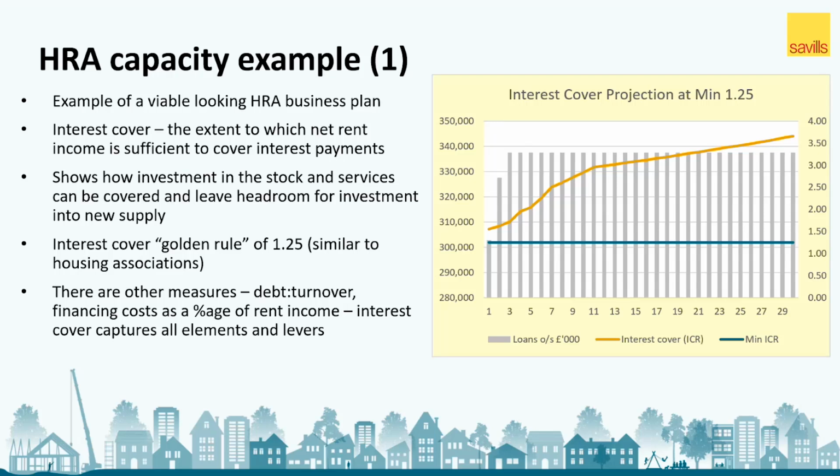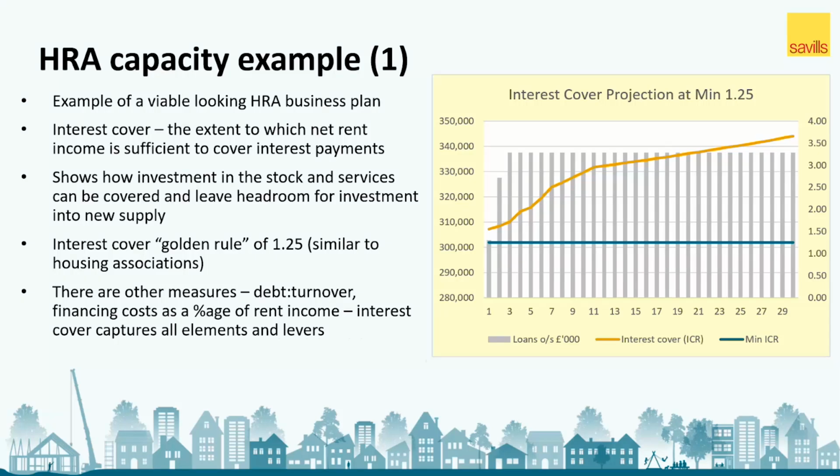So those are a couple of examples, but interest cover, because everything is in there. So all of your net rent income, so your rent income, your additional income, your operating costs, your management, your maintenance, your major repairs, because all of the factors of the business plan are captured in the interest cover calculation, we tend to focus on that because it captures all of those elements and levers. So in this particular case, as you can see, we've got bags of future investment.